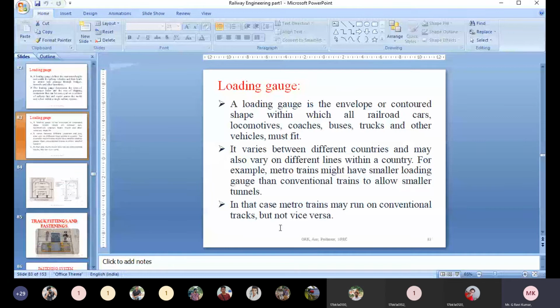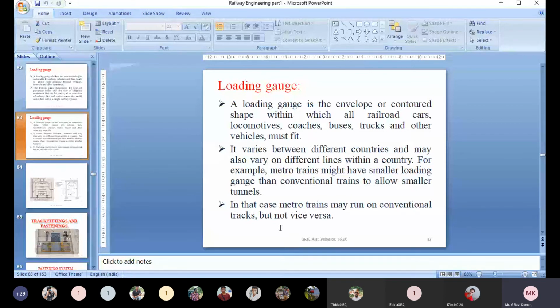Understand or no? Whenever a railway route or road route needs to be provided through a tunnel, the size of the tunnel should be sufficient for the travelling of vehicles, or the vehicles should be designed in such a way that they are smaller than the dimensions of the tunnel, understand or no? So it varies between different countries and may also vary on different lines within a country.